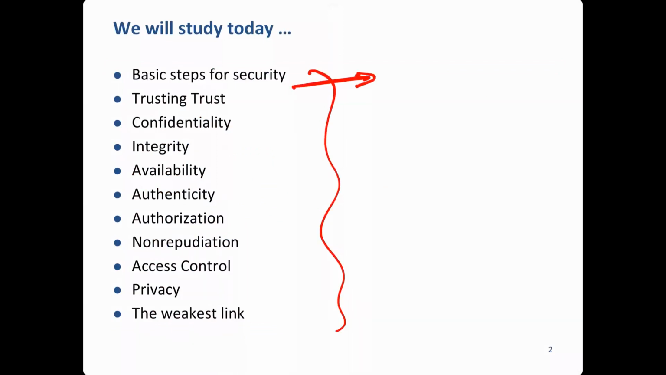Something that we have studied till now: basic steps for security. Then a classical paper by Ken Thompson. We'll not go through the complete paper, but we'll look at the top line concept, the main concept. Then we'll study these four important parts: confidentiality, integrity, availability, and authenticity. Then we'll look at the remaining ones, which are authorization, non-repudiation, access control, privacy, and something that is the weakest link.